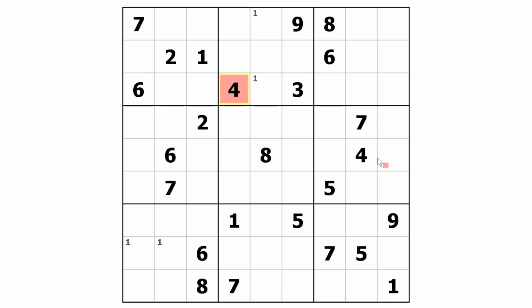We've got a 4 here and a 4 here, and this one blocks row 3, and this one blocks column 8. So that means we can put a conjugate pair of 4s into those 2 cells.